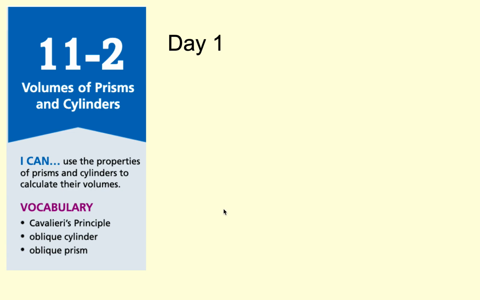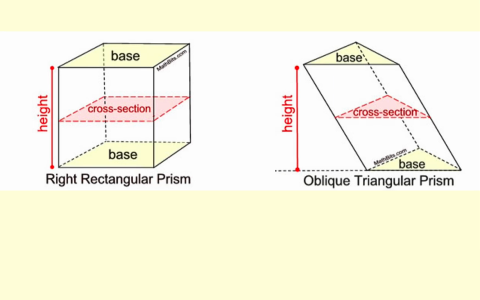Navigators, this is 11-2, volumes of prisms and cylinders, day 1. I can use the properties of prisms and cylinders to calculate their volumes. Let's take a look at a right rectangular prism.